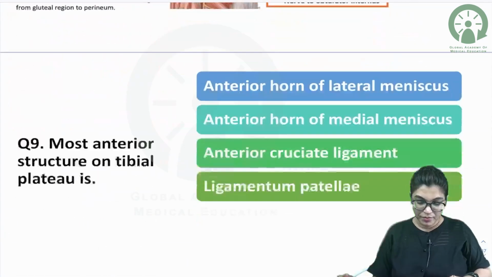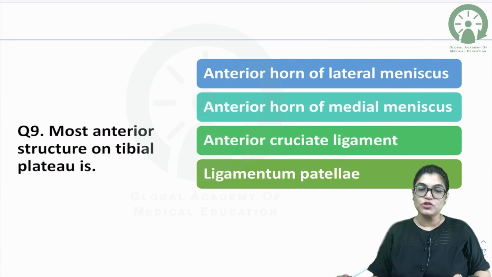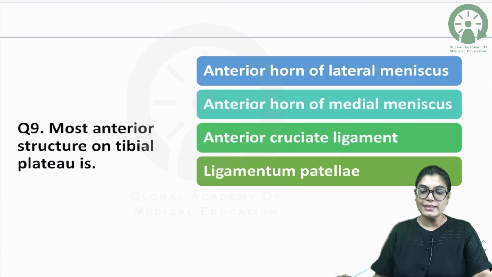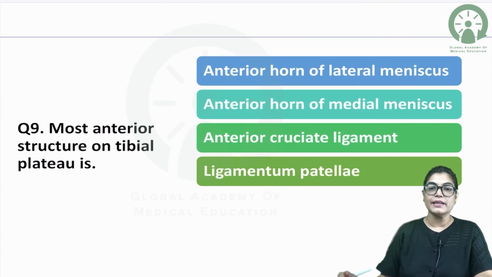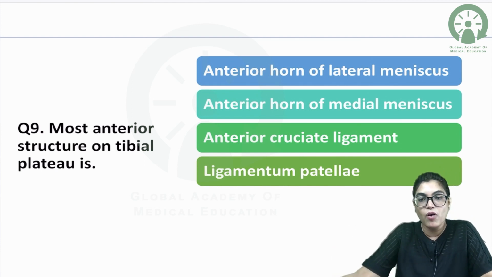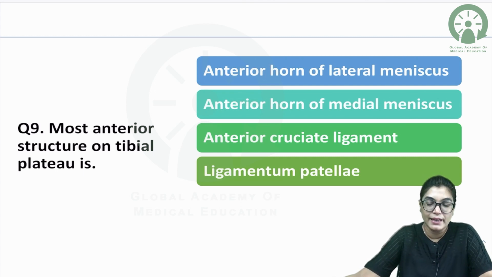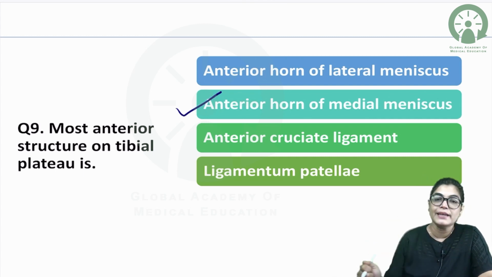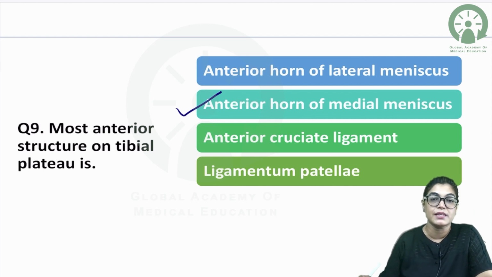Now, the most anterior structure in the tibial plateau. Which is the correct answer: anterior horn of lateral meniscus, anterior horn of medial meniscus, anterior cruciate ligament, or ligamentum patellae? The right answer is the anterior horn of the medial meniscus. It is the most anterior structure in the tibial plateau.